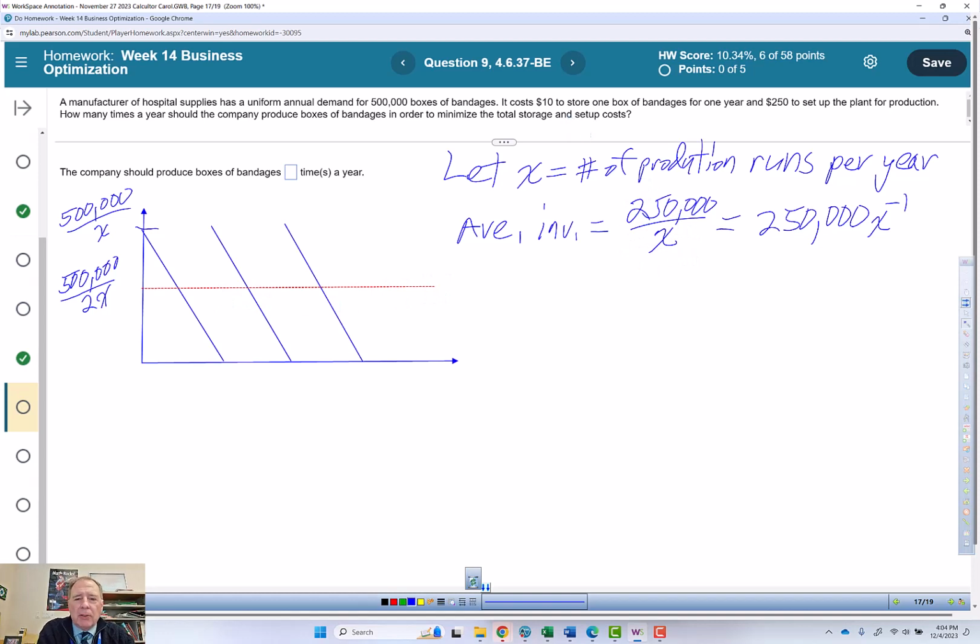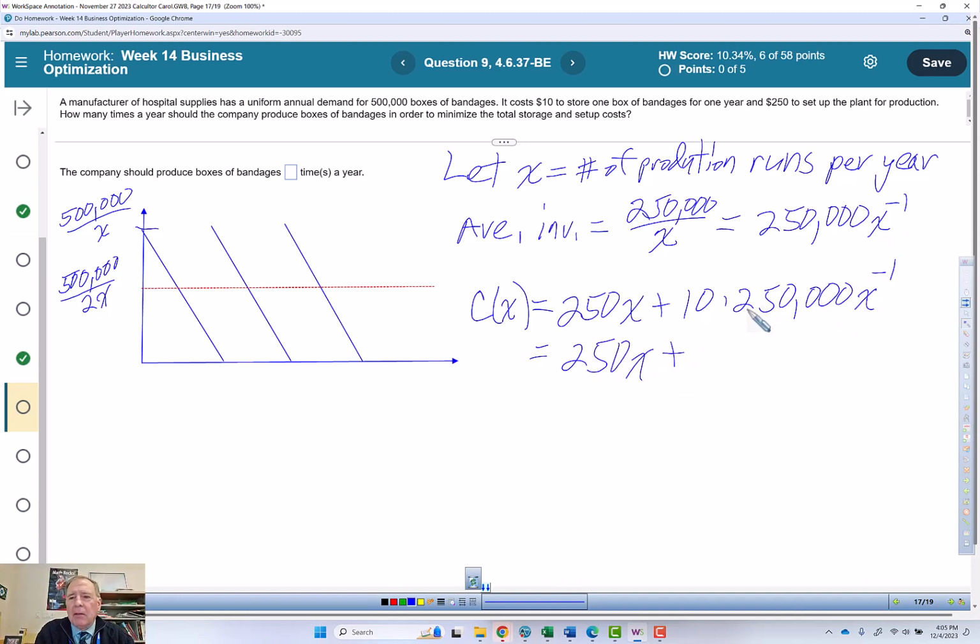So our cost as a function of number of production runs is going to be $250 to set up for each run, plus the $10 per box times 250,000 x to the negative 1, and that is 250x plus 2.5 million x to the negative 1. So in calculus, if we want to maximize or minimize a function, we take its derivative.